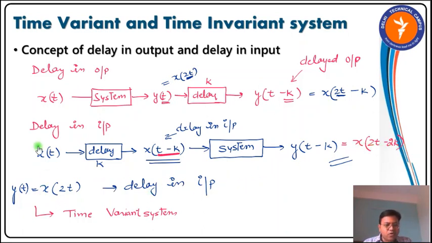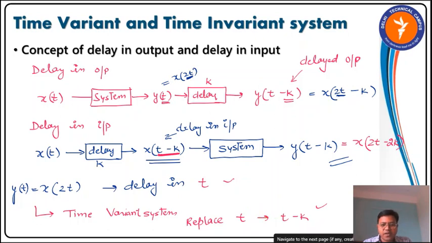So while calculating the delay in input, we will replace t with t minus k, while calculating delay in output, we will substitute the delay in t only. This is the difference. And on the basis of this, if the outputs of these two processes are the same, we will say the system is time invariant, and if they are not the same, we will say the system is time variant.